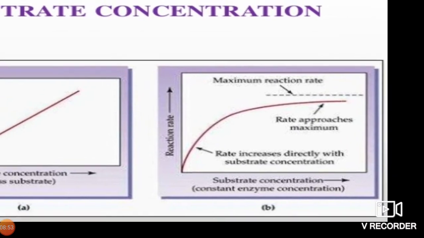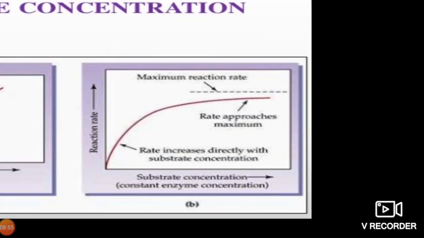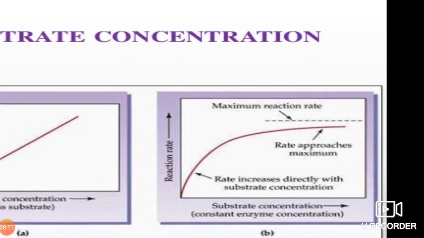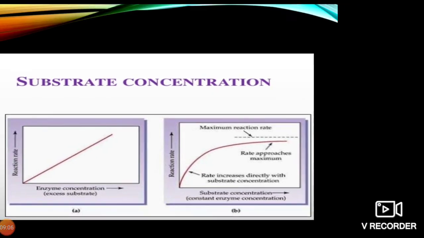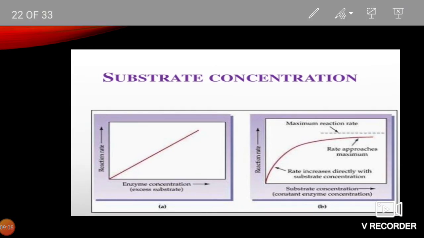In the given image is the rate of reaction. The rate increases directly with substrate concentration, and this dotted line shows the maximum reaction rate, and the rate approaches the maximum, the red line.